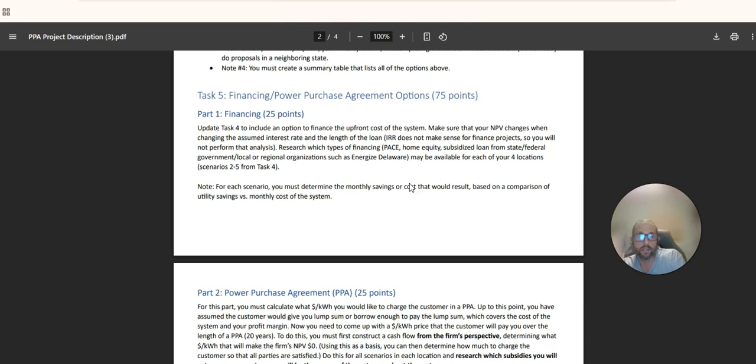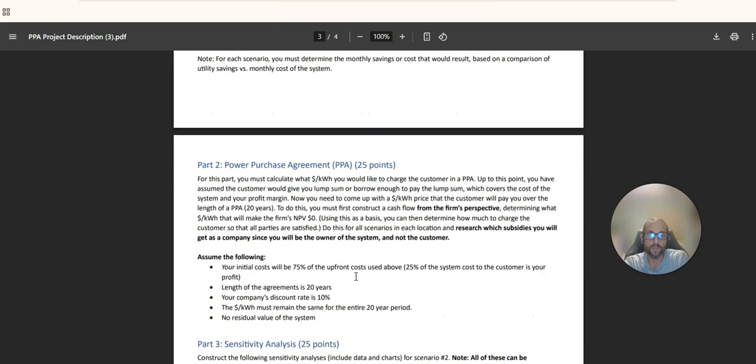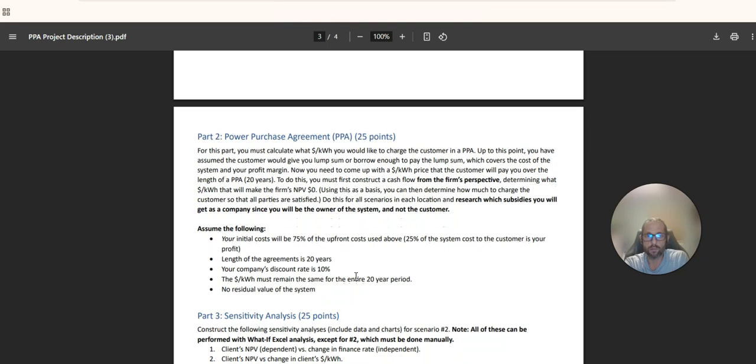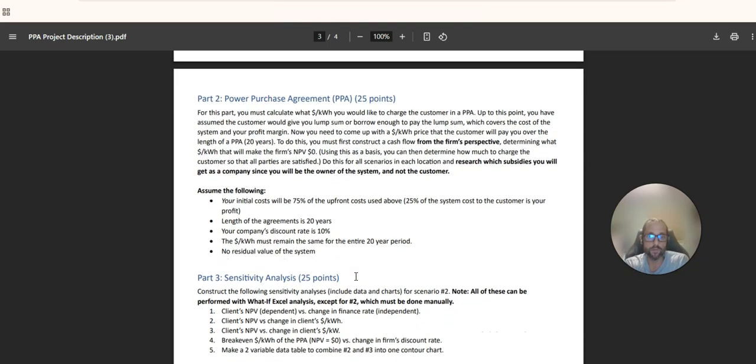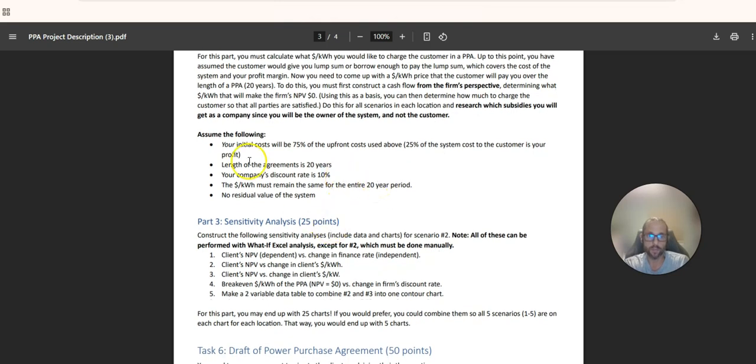And so you're looking at this as if you're financing the upfront cost of the system. And you get a loan, and then you figure out what we would like to charge the customer in a PPA, and you're going to do this from the firm's perspective, so figure out the subsidies you would get and so forth. And I'll give you some of your assumptions here.